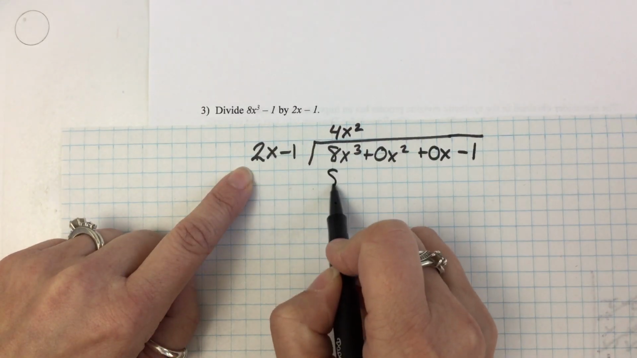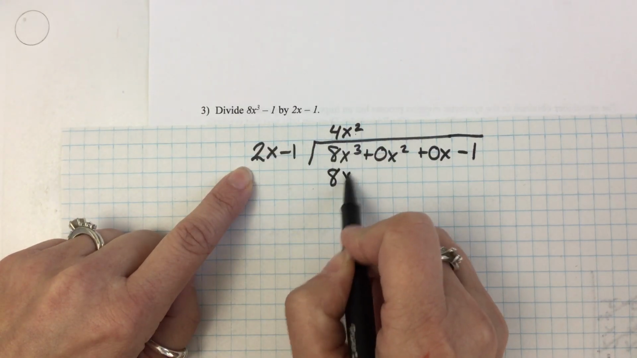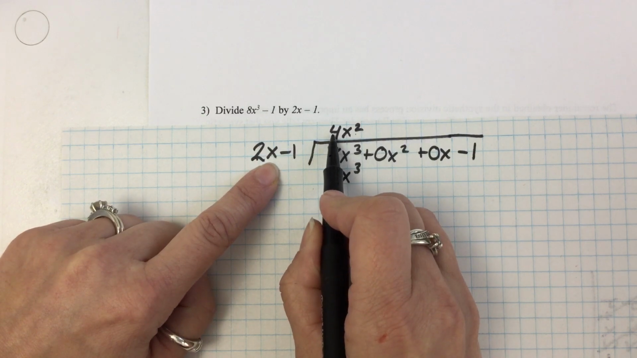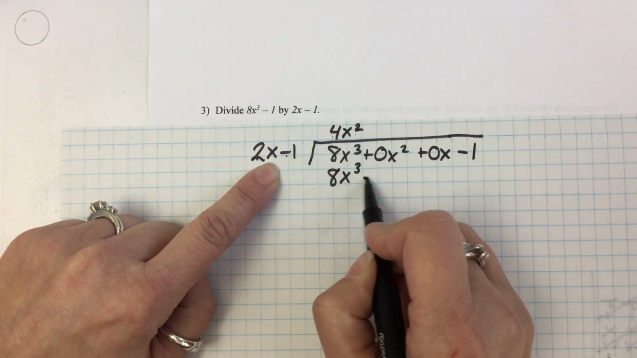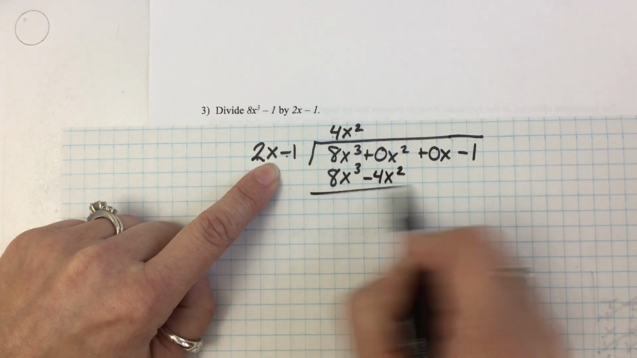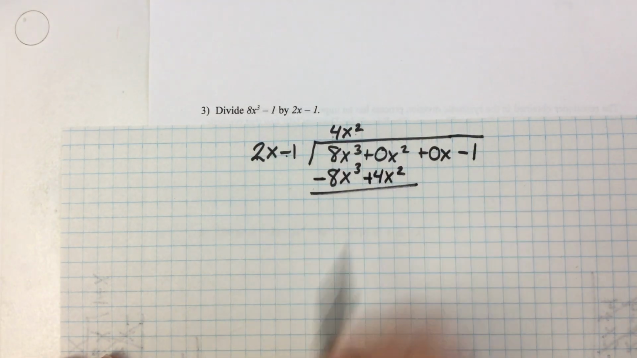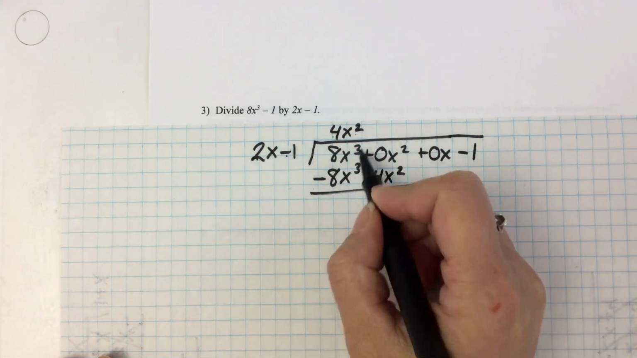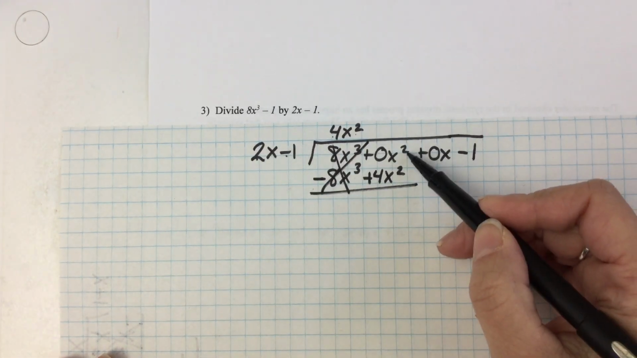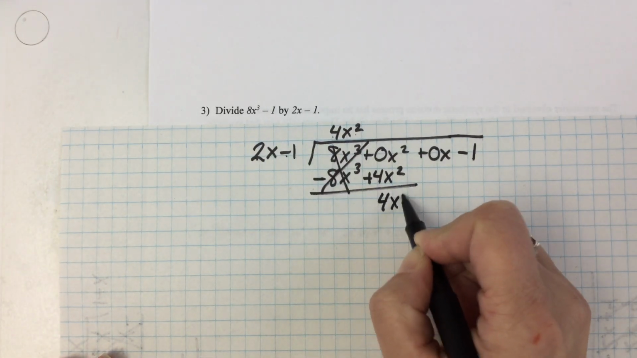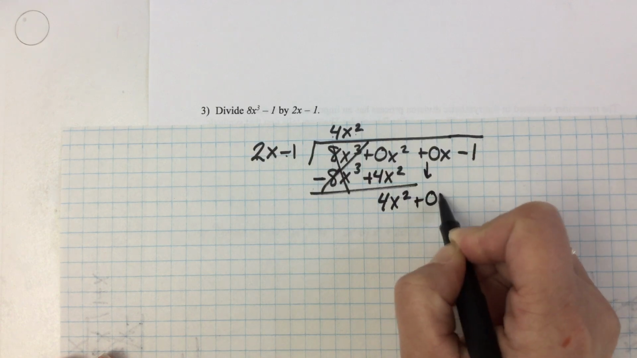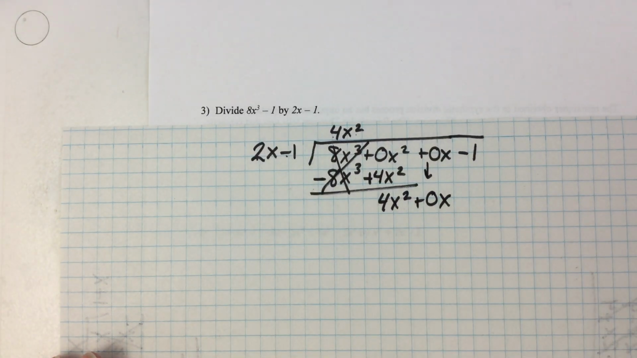4 times 2 is 8. 2 x's and 1 more gives me 3. Now take 4x squared times negative 1. That's negative 4x squared. In order to cancel the first term, change the signs of all of the second row. This cancels. 0x squared plus 4x squared is 4x squared. Carry down the next term, even though it's a 0.